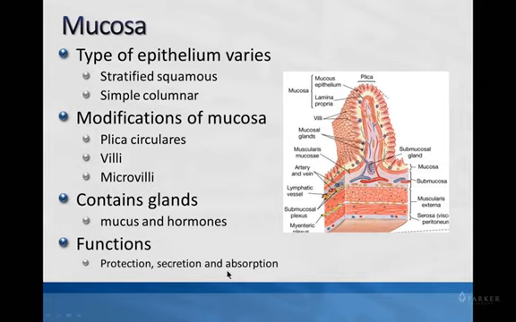And you also have absorption. Wherever you have simple columnar, you're going to be absorbing things across it. So it has a number of different functions.